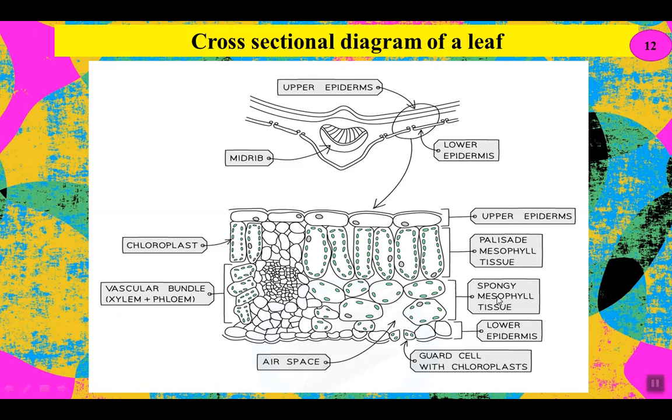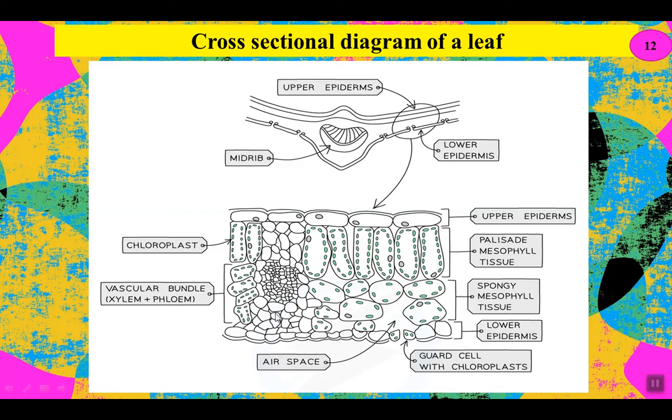Then comes the spongy layer. It has air spaces in between the cells, allowing carbon dioxide and oxygen to diffuse freely through the cells. Then you have guard cells in the lower epidermis, and here is the stoma. So the stoma is a tiny hole that allows gases to enter and leave the leaf.